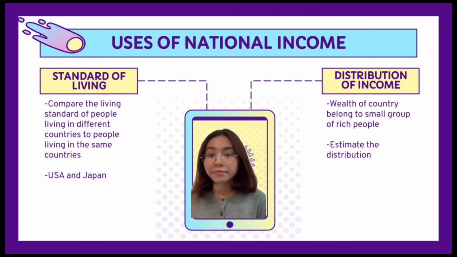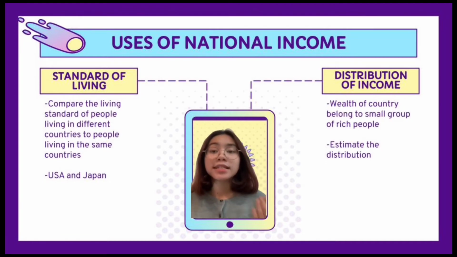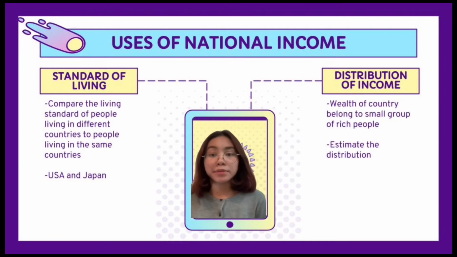standard of living. So, moving on to the next use of national income, which is the distribution of income. Some wealth of the country belongs to a small group of rich people in a certain country, and sometimes the high national income overshadows the poverty that happens in a certain country. Hence, with the existence of national income data, the government will be able to estimate the distribution of income among the people. So, everyone can have a fair amount of income to themselves.